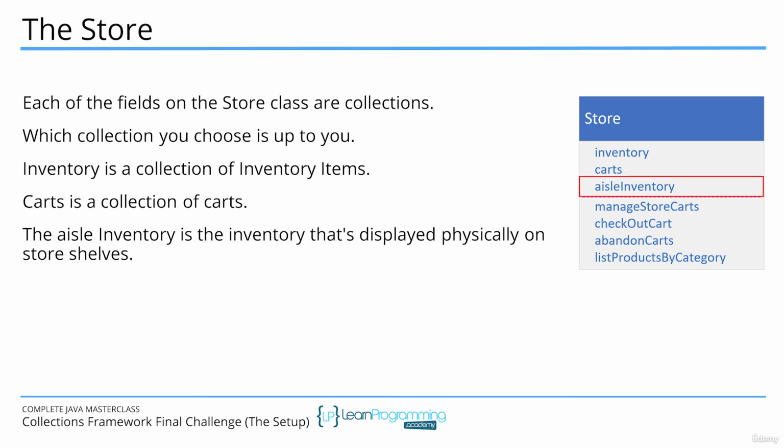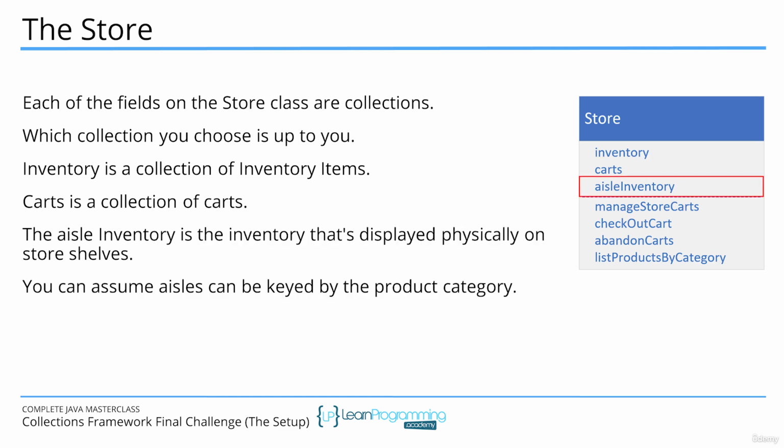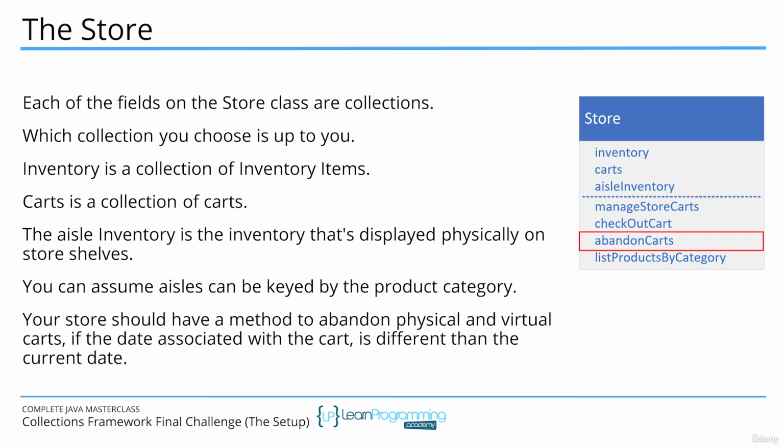The aisle inventory is the inventory that's displayed physically on store shelves. You can assume aisles can be keyed by the product category. Your store should have a method to abandon physical and virtual carts if the date associated with the cart is different than the current date.